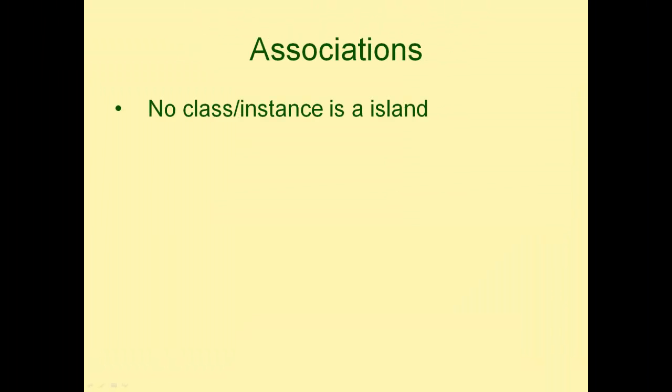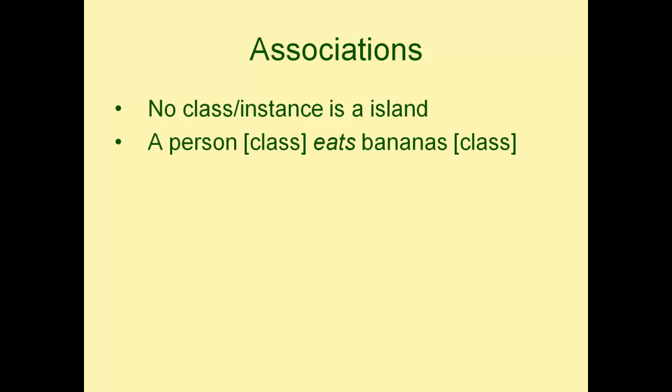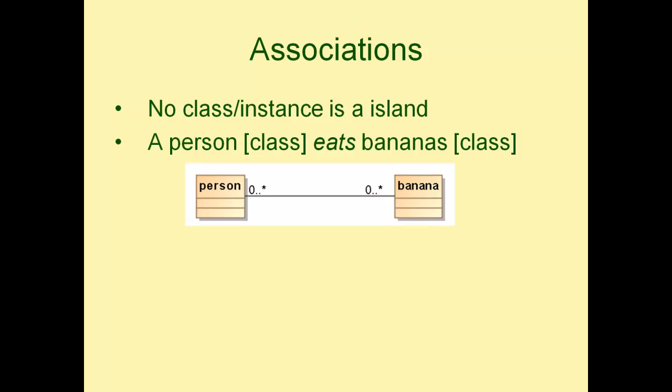Obviously, you have links between various classes. No class is an island unto itself, and these links are modelled by something called associations. So let's take an example of a very simple association. Here we have a person, which is a class, who eats bananas, and banana and person are both classes. We represent that in a UML class diagram with this type of line, and the 0..star means that 0 or more people eat 0 or more bananas, and a banana is associated with 0 or more people, so we can go both ways.